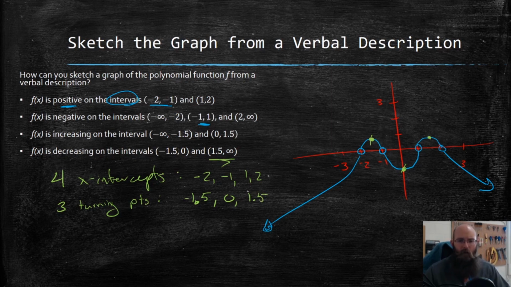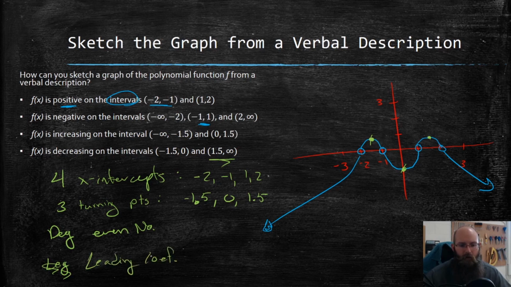The next thing we should point out here is I know my degree. I know a little bit about my degree, at least. I don't know everything about it, but I do know that it must be an even number, and that's because both of my ends go in the same direction. I also know my leading coefficient must be a negative number. And that's because both sides are opening down.